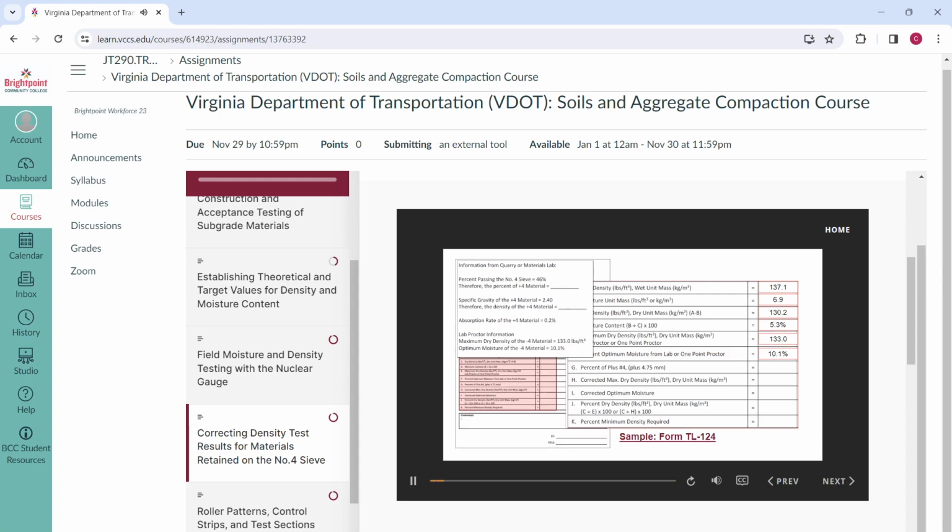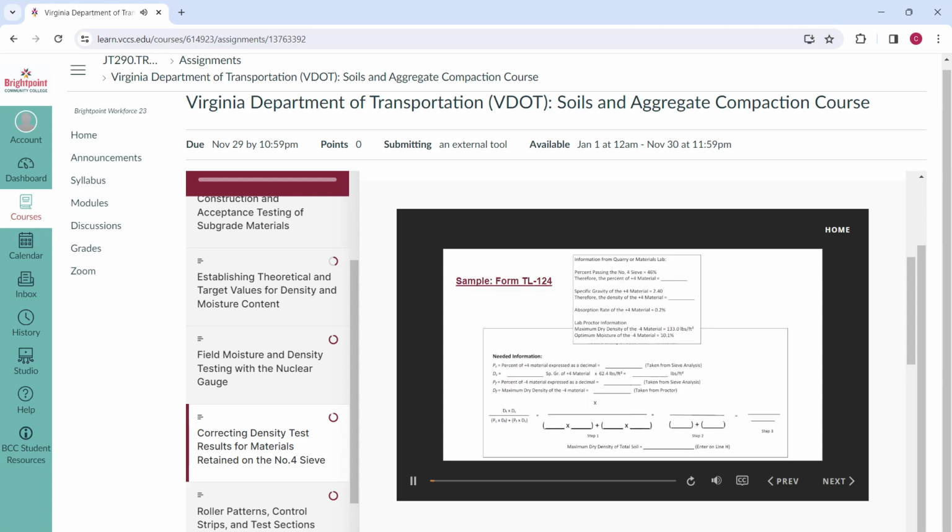To calculate our percentage of +4 material, we must first know our percentage of -4 material, which is given to us in the problem as 46%. To calculate the percent of +4 material, we simply need to take 100 minus 46, which will give us 54%. What this means is that when the material was passed through a number 4 sieve, 54% of that material remained on the sieve and 46% of the material continued through. This would mean that our percent of +4 material is 54% and can be entered into row G.